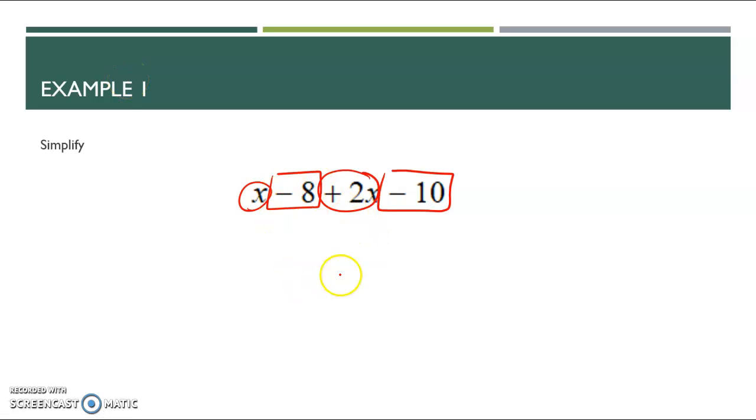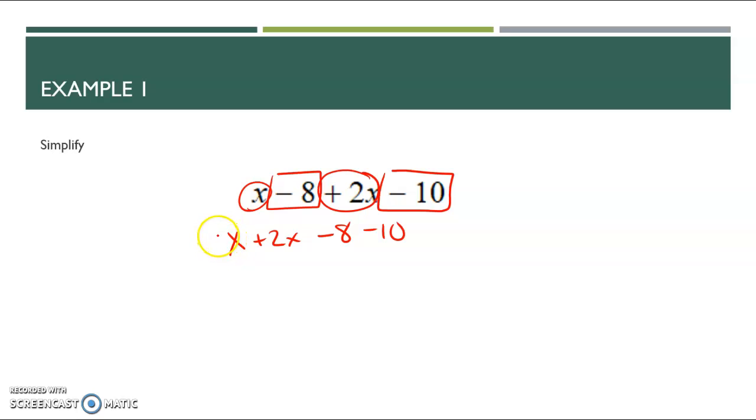So I'm going to rewrite this. You don't always have to rewrite, but sometimes it helps to visualize if you do rewrite. So I've got x plus 2x minus 8 minus 10. Now when you rewrite, you need to take the signs with you. Whatever the sign is in front of, that's the number it goes with and it stays there. All right, so now I'm going to combine the x plus the 2x.